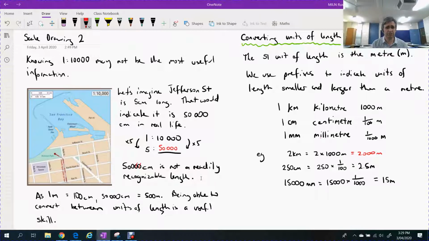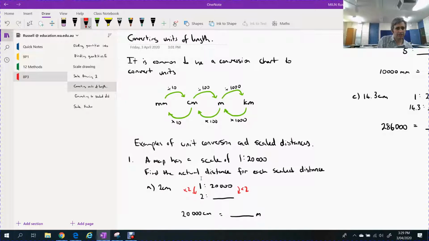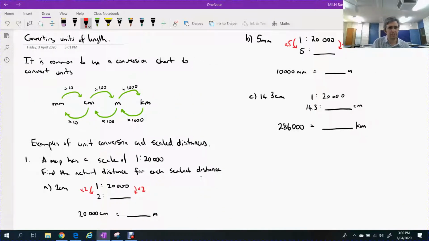Now, if you know these number facts, you can use them for converting units, and they can be useful sometimes. But often you'll find that people will use a number chart like this. I'll introduce it to you quickly, and it's quite easy to remember because it goes up 10, 100, 1,000. To get from millimeters to centimeters, divide by 10. To get from centimeters to meters, divide by 100. To get from meters to kilometers, divide by 1,000, and do the reverse if you're converting the other way.